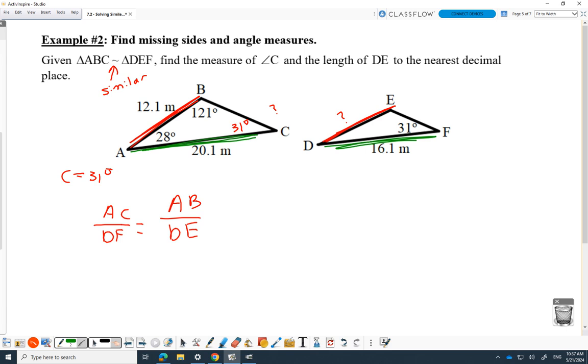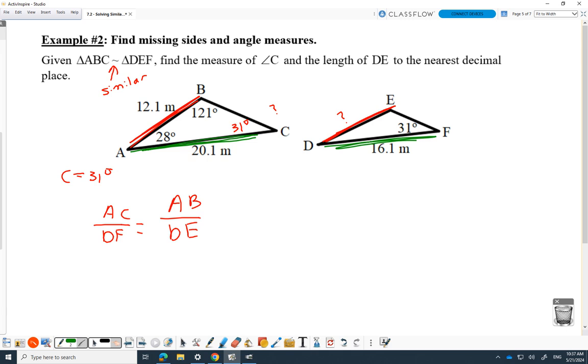Now, stay out of trouble. I always go larger over smaller. Every single time you see me do one of these from now until the end of calculus, I always do larger over smaller. That keeps me out of trouble. AC is the larger side, DF's the smaller side. AB is the larger side, DE is the smaller side, because this triangle ABC is the bigger triangle. If you get that, the party's over.